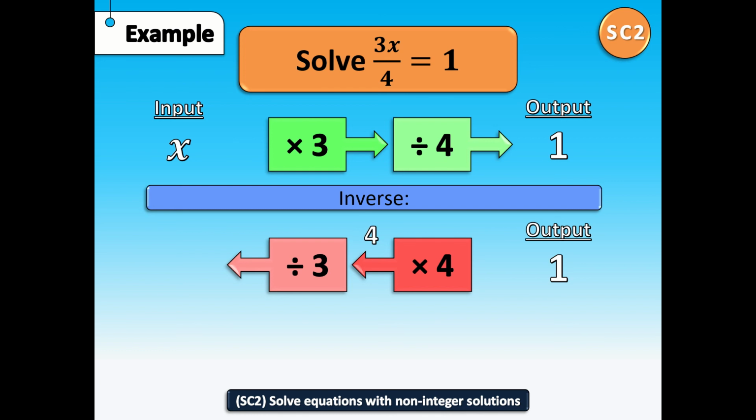1 times 4 is 4, and 4 divided by 3 is not going to be a whole number, so we can put 4 over 3. So x equals 4 over 3, or 1.3 recurring.